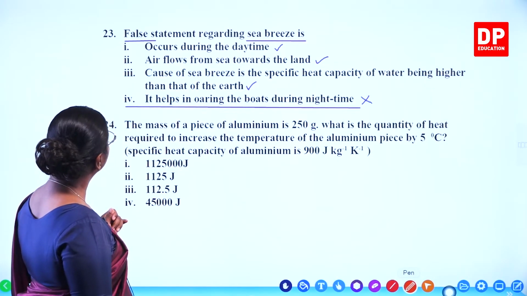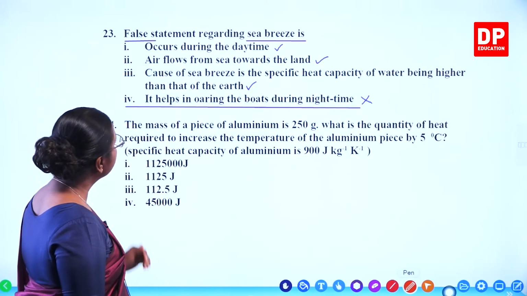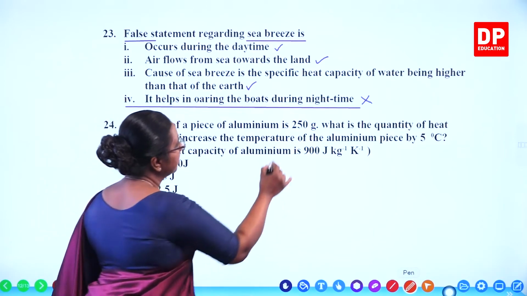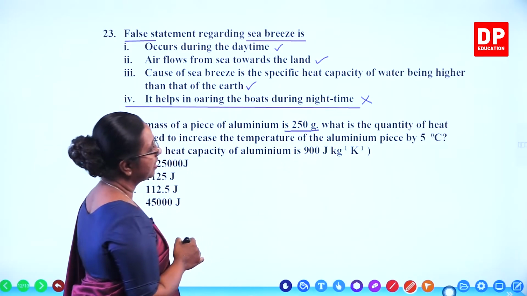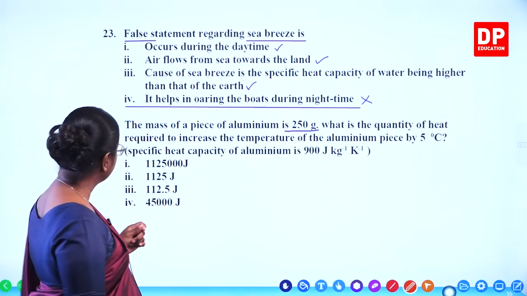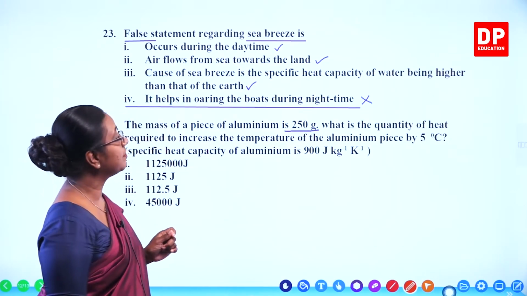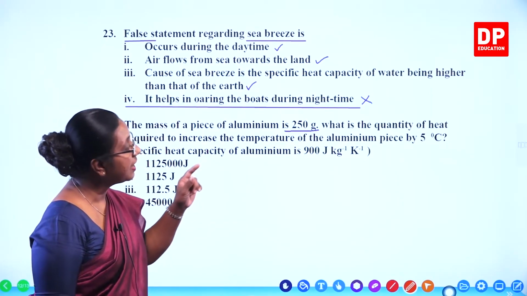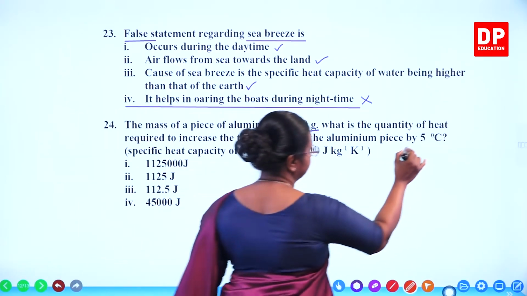Then if we look at the 24th one, the mass of a piece of aluminium is 250 grams. What is the quantity of heat required to increase the temperature of the aluminium piece by 5 degrees Celsius?